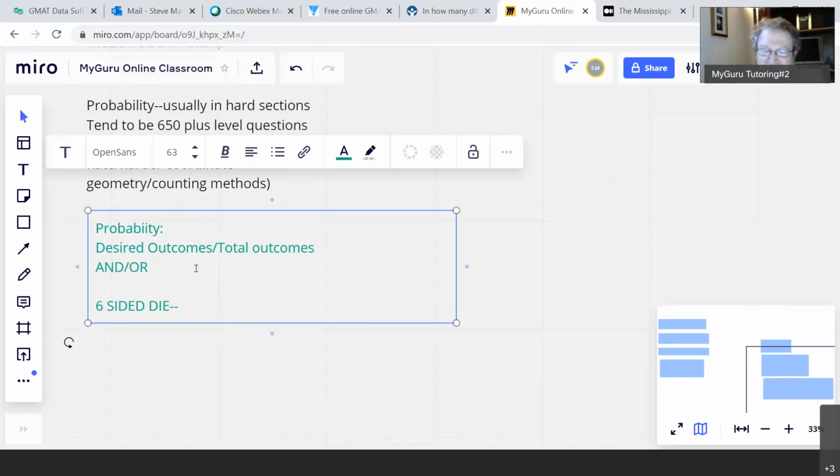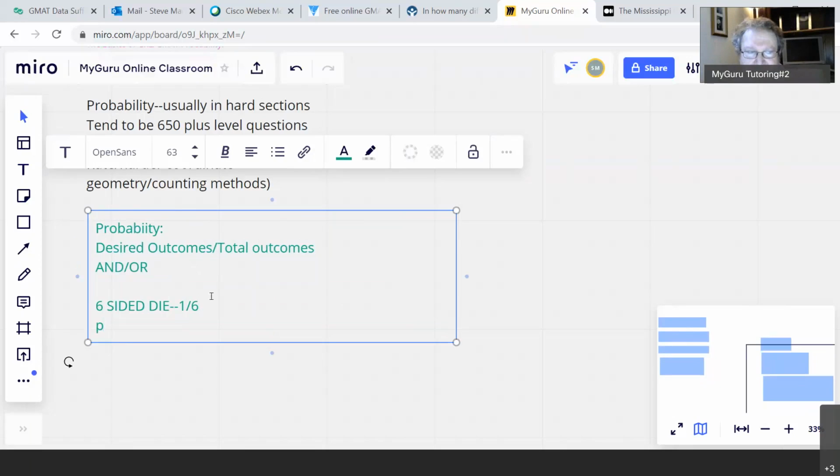the probability of throwing a 3, for example, that's obvious, right? That's going to be 1 out of 6. Then you want to figure out if we're dealing with successive independent events, for example. So what's the probability of throwing a 2 and then a 3?